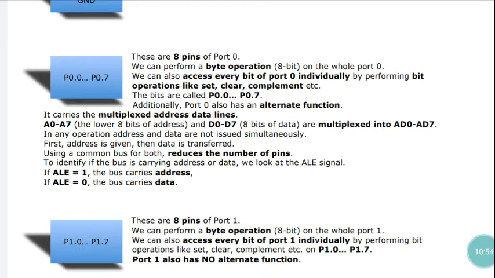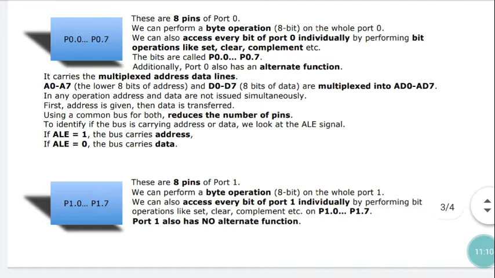To identify whether the bus is carrying address or data, we look at the ALE signal. If ALE equal to 1, the bus carries the address. So same bus is used for generating address and data lines. If ALE equal to 0, the bus carries the data.